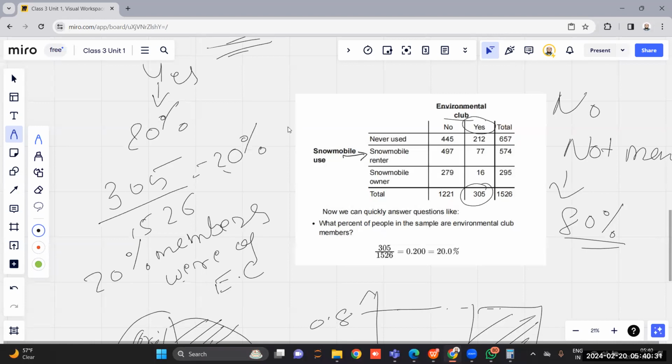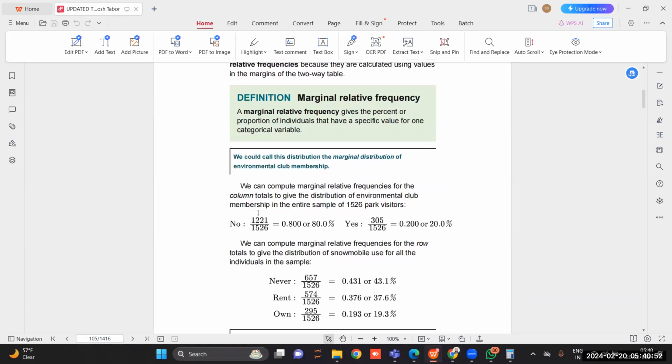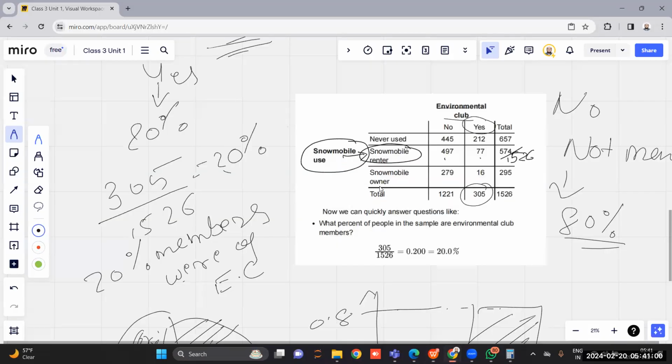I want to see what the margin of snowmobile use is with yes as well as no. So I'll do 547 divided by 1526. It will give me the marginal probability of snowmobile use with yes as well as no. We can compute marginal relative frequency for the column totals, and for the row totals also. There are three columns as well as row totals.